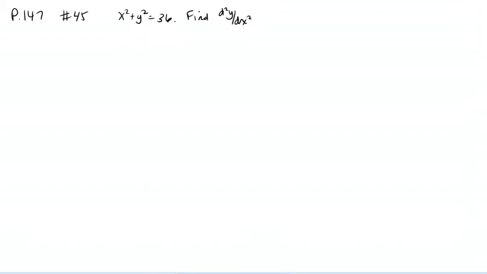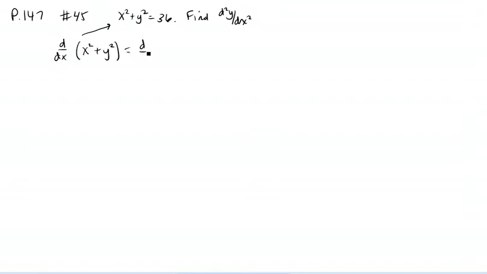Okay, this is page 147, question number 45. You're given x squared plus y squared equals 36, and you're asked to find d squared y dx squared. That's the second derivative. Okay, so we're going to start by taking the first derivative of this with respect to x. So I'm just going to write out that that's what I'm doing.